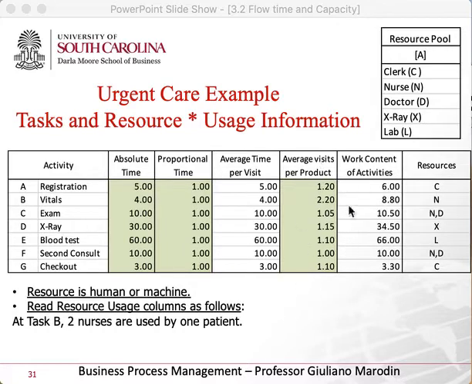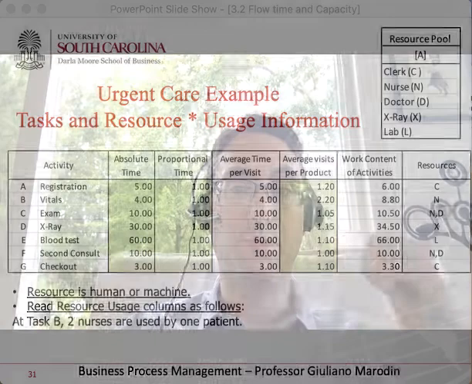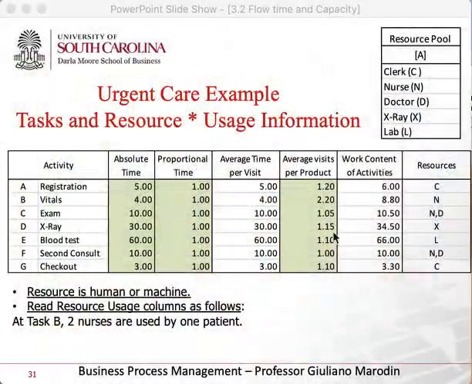Average visits, so that's where I put that multiplier for rework time, and then I have the work content of the activities, which was already on the other file, right? So you guys know that, just multiply, pretty easy. So this is the new one, and until here is the same as the flow time. Here we have the resources, right? So we need to figure out who is doing what in all this mess.